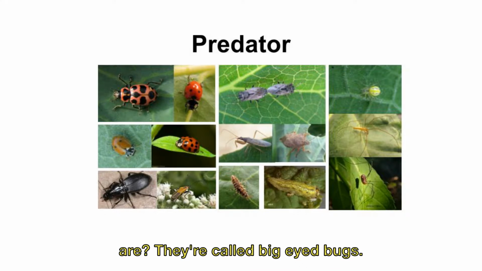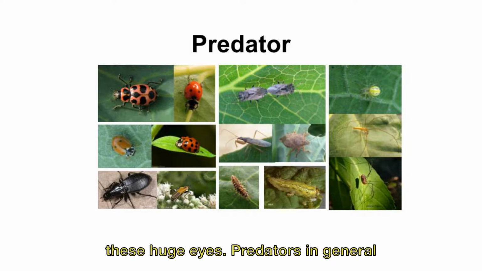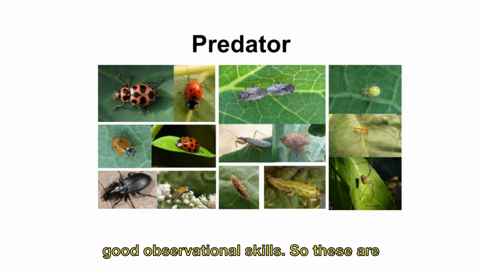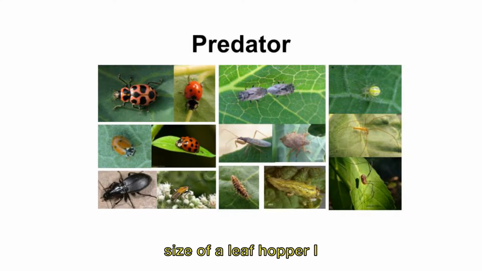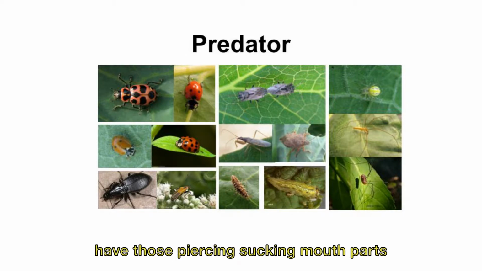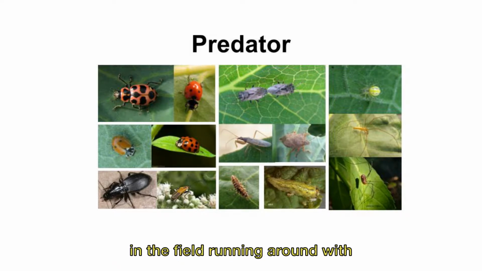They're called big-eyed bugs. If you look at the side of the head, they have these huge eyes. Predators in general have big eyes because if they need to see the prey and they need to catch it, they need to be vigilant and have good observational skills. So these are big-eyed bugs. They're about the size of a leafhopper, I would say, and they're great predators of leafhoppers. Oftentimes, these also have those piercing, sucking mouth parts, and oftentimes I will see them in the field running around with a leafhopper on their beak.